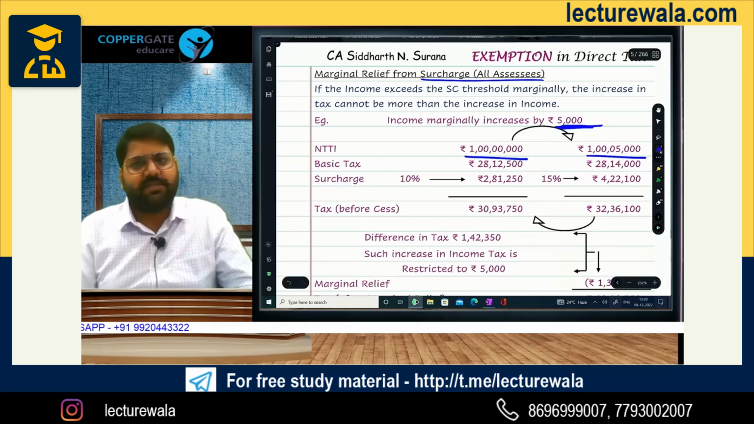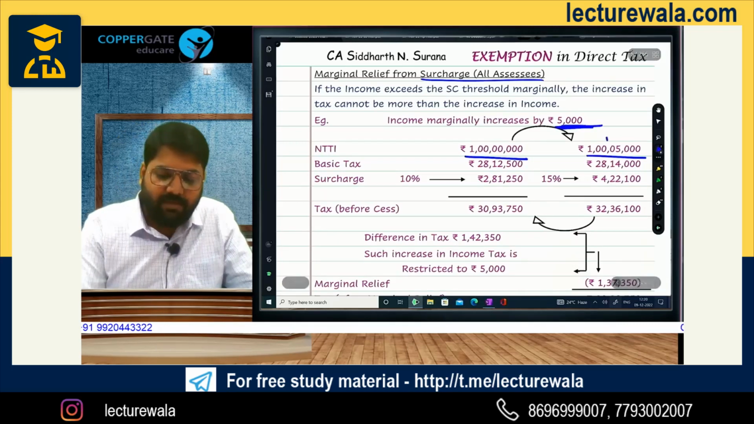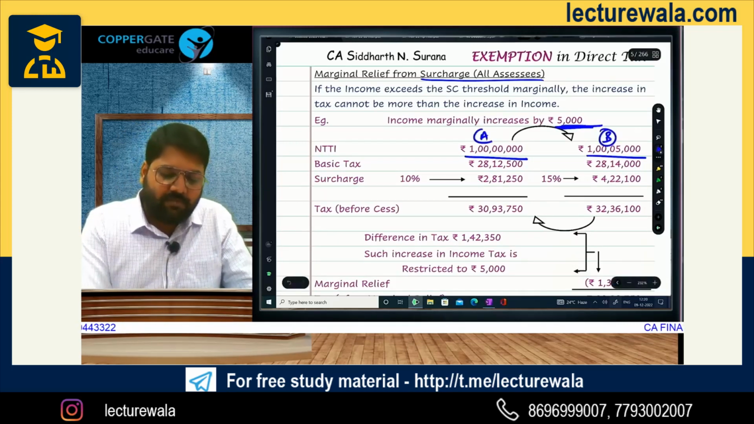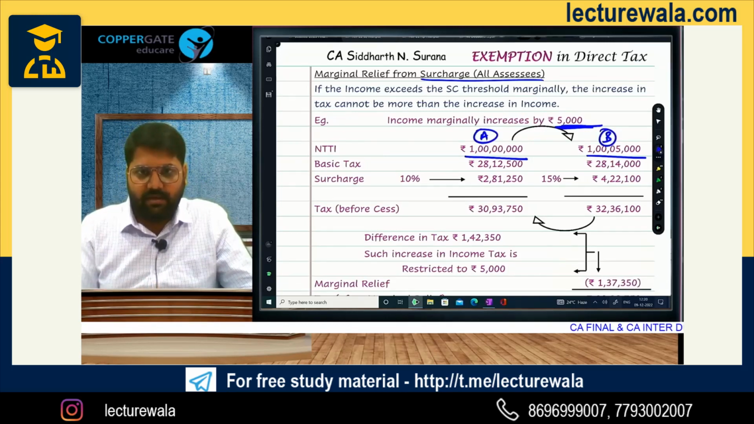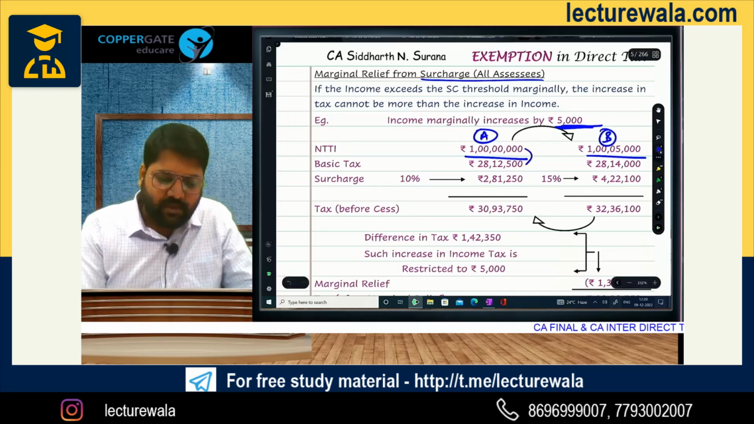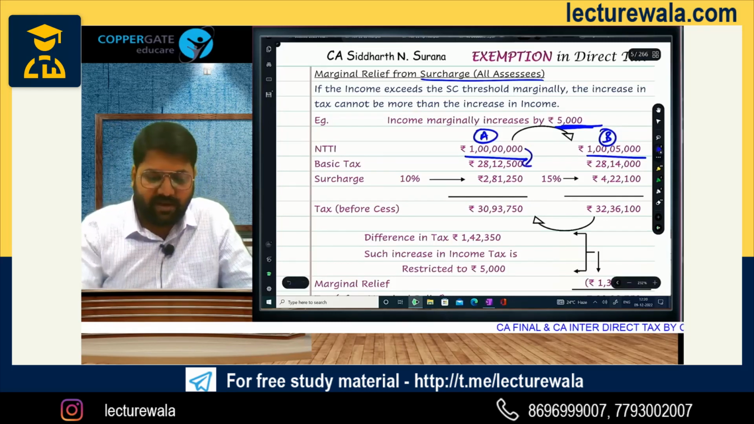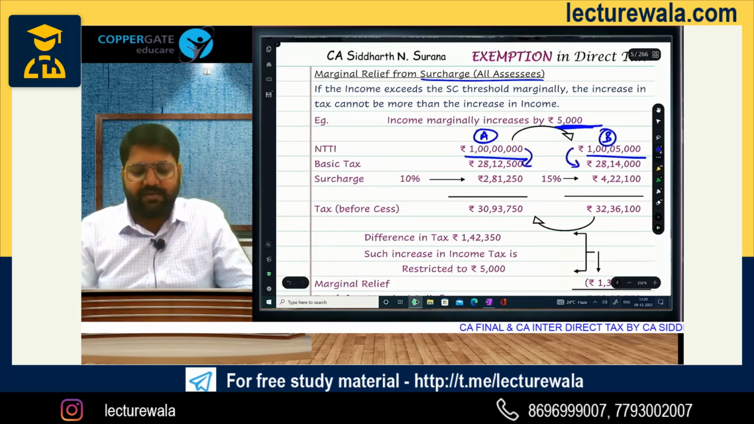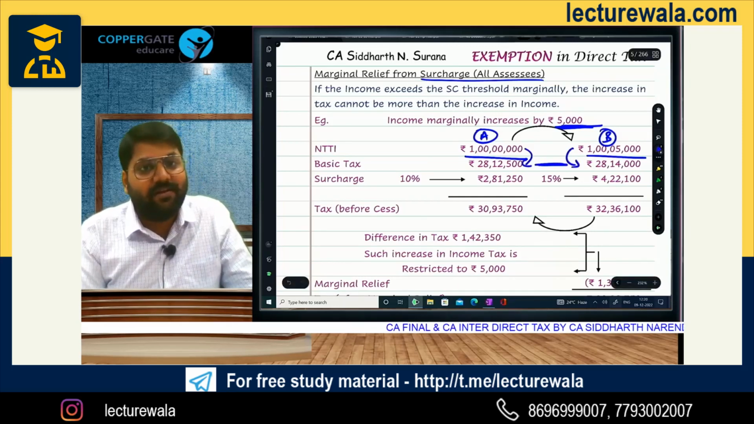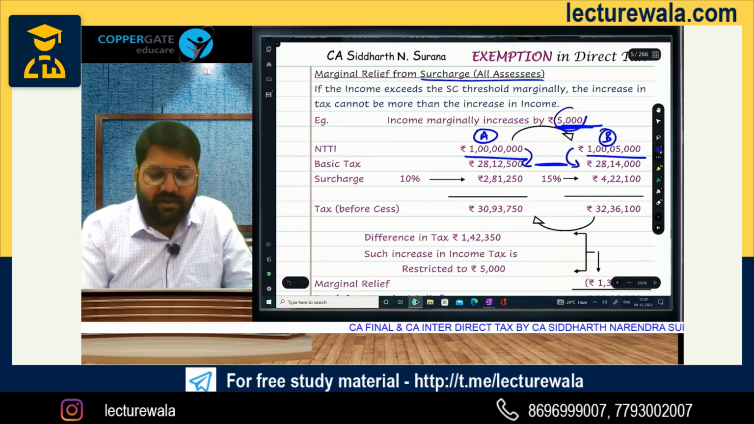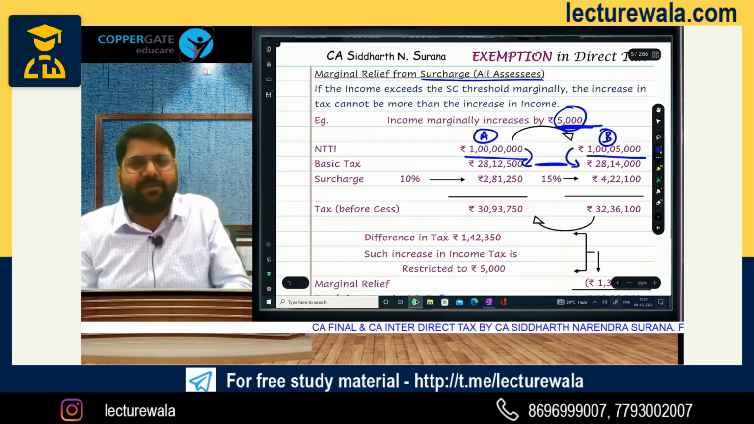So the income difference is 5,000. Assessee B has earned 5,000 more than assessee A. First we'll calculate basic tax. You can apply the slabs that we have studied and find out. This will be 28,12,500 and this will be 28,14,000. The difference here is 1,500. And how does that difference come? The difference of 5,000 is taxable at the 30% bracket, no?